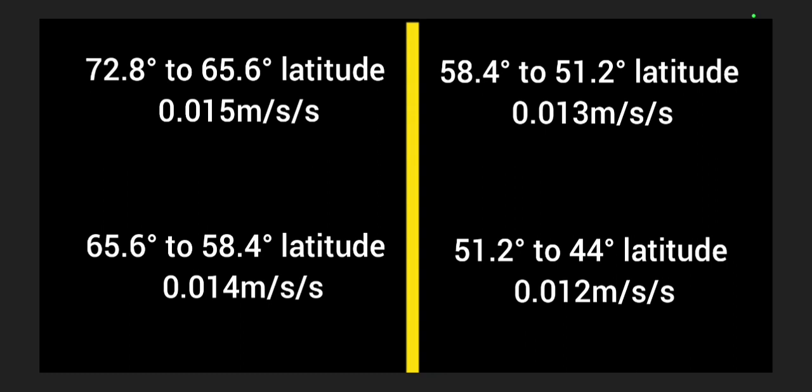So to sum that up, a plane travelling from 72.8 degrees latitude to 65.6 degrees latitude needs an acceleration rate of 0.015 meters per second squared, very small. From 65.6 degrees latitude to 58.4 degrees latitude needs an acceleration of 0.014 meters per second squared. From 58.4 degrees to 51.2 degrees latitude, the plane needs an acceleration of 0.013 meters per second squared. From 51.2 to 44 degree latitude, the plane needs an acceleration rate of 0.012 meters per second squared. Very small acceleration rates needed. So yes, it would be possible for a plane to land.